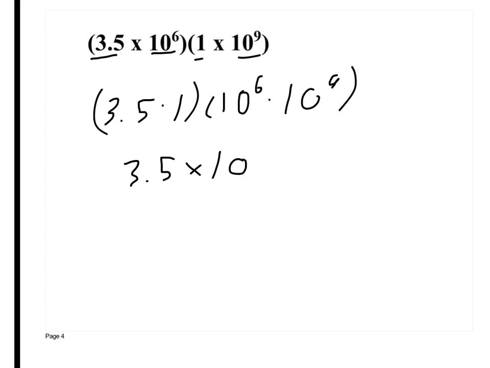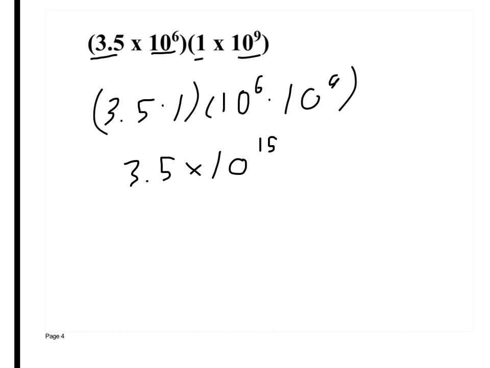Well, remember from last week, what do we do when we multiply bases? We add the exponents. What is 6 plus 9? 15. So there are 3.5 times 10 to the 15 ants in the Amazon rainforest. It's not exactly that. That's a rough estimate. But that gives you a good idea.